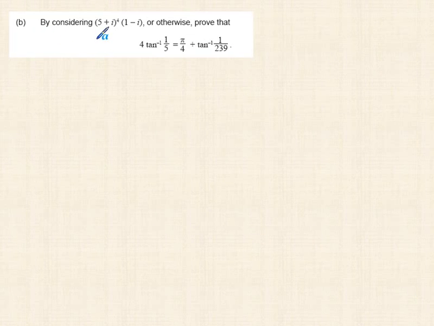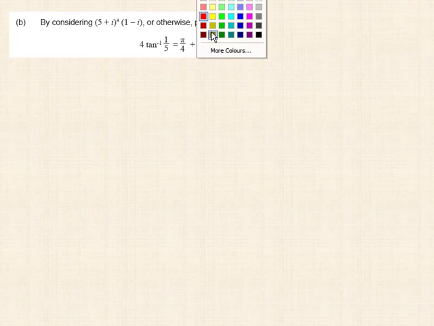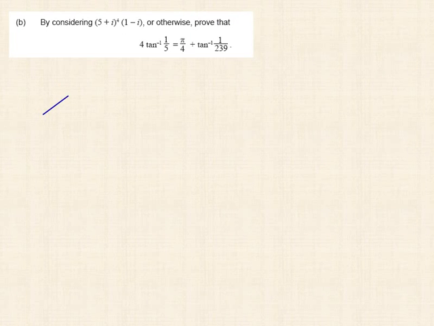By considering 5 plus I to the 4, 1 minus I, or otherwise, we want to prove this expression. So let's consider the 5 plus I to the power 4. If we just look at it as a complex number, 5 this way, 1 this way, this would be root 26, and this is theta, and theta would be the inverse tangent of 1/5, which is a good sign because we've got that here.